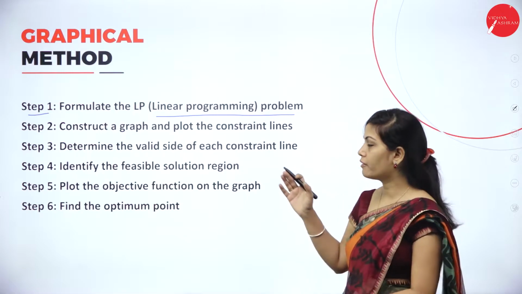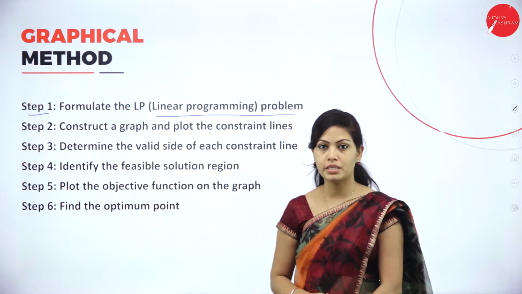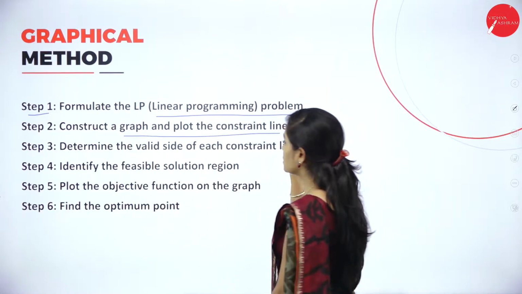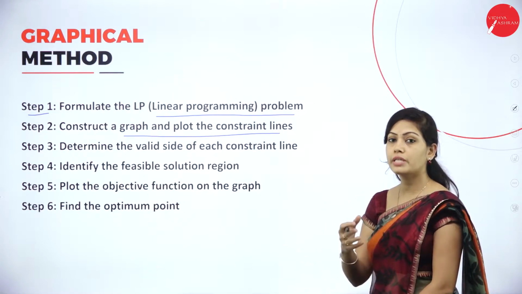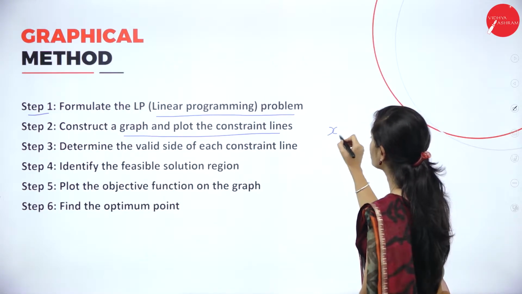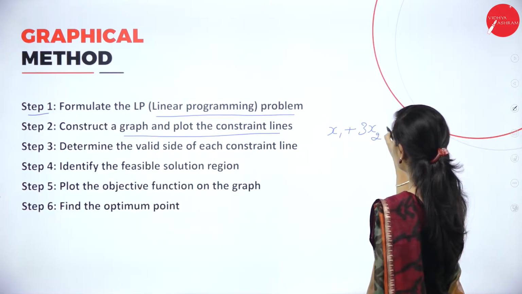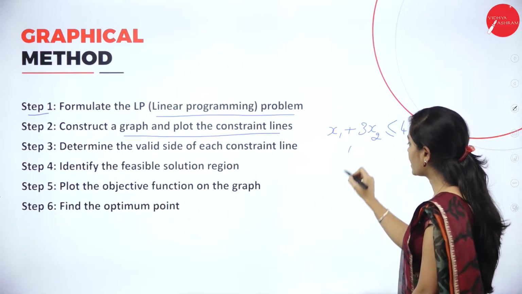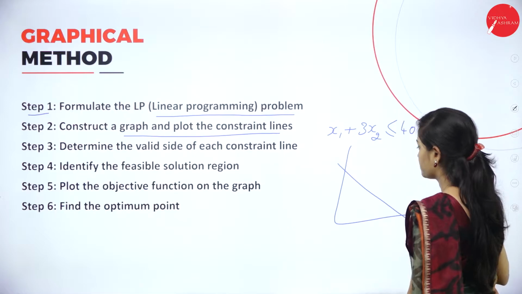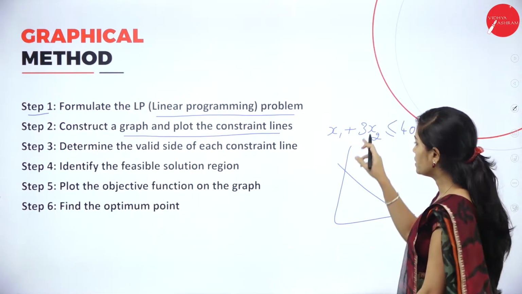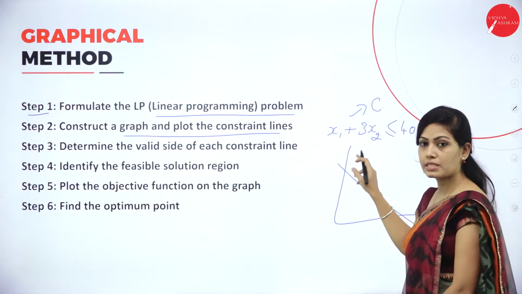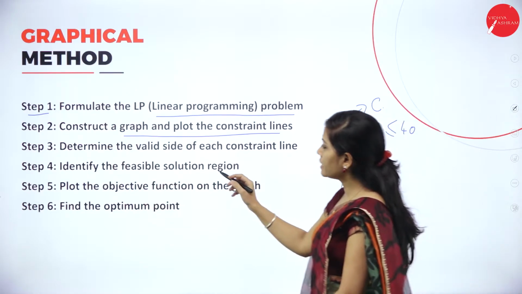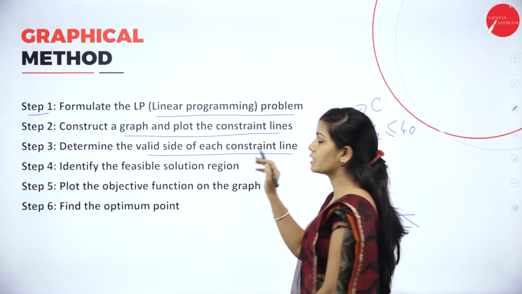So, what are the steps we have to use for constructing a graphical method? So, first we have to formulate the problem and construct a graph and plot the constraint lines. So, what are the examples for constraints? Example, x1 plus 3x2 less than or equal to 40. So, here I have one constraint. Using this constraint, I can plot a graph. This is an example I am telling. So, this is one constraint. Using these constraints, we can plot the constraint lines and determine the valid side of each constraint line.